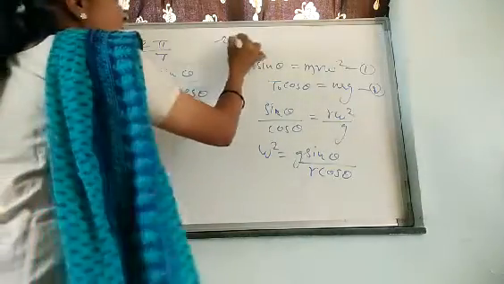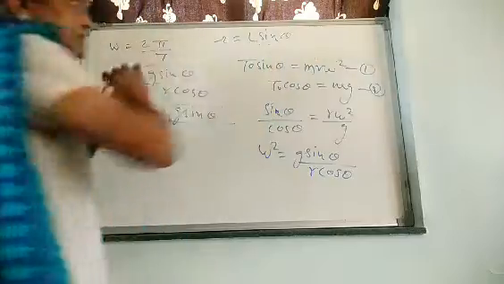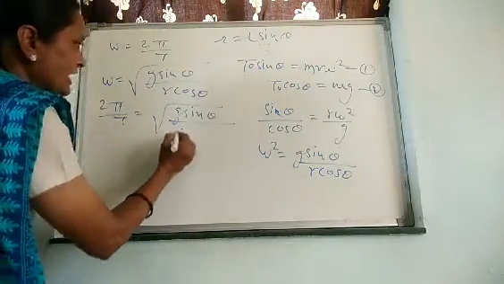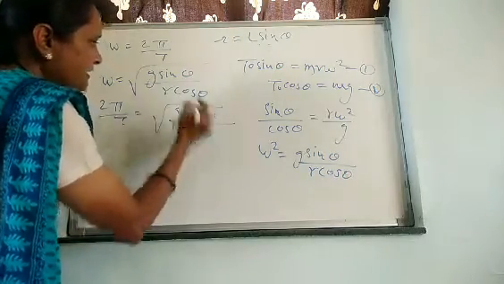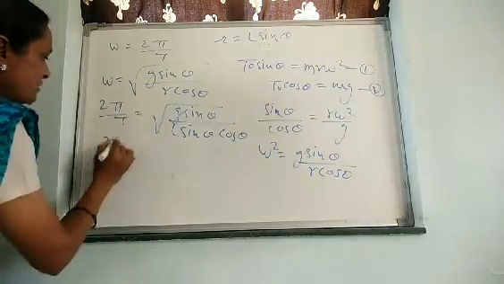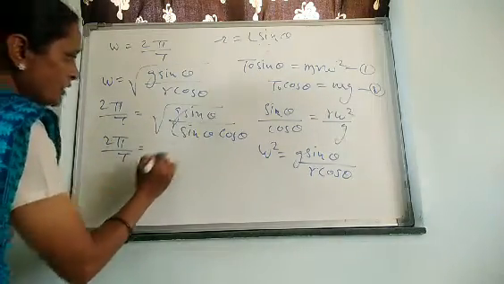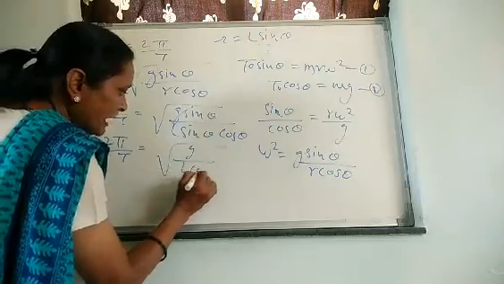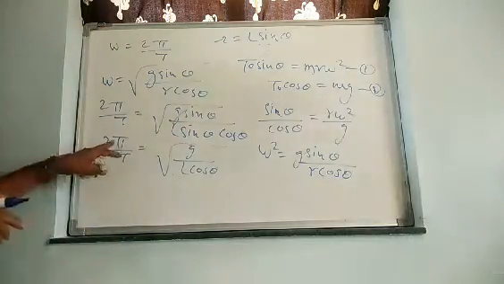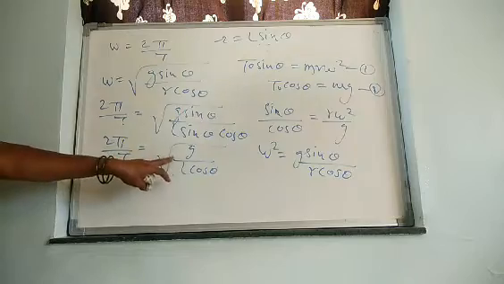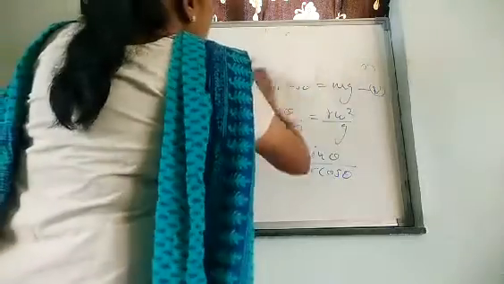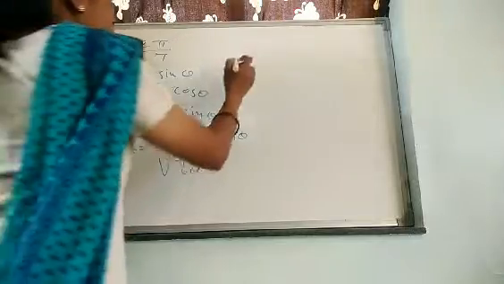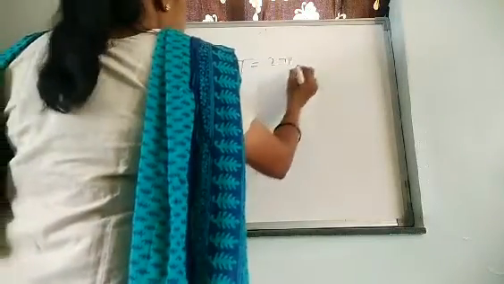We have seen that radius r is equal to L sin theta, the radius of the circle. Substituting, it is L sin theta, and this cos theta remains as it is. That means 2 pi upon T is equal to under root g upon L cos theta. This is omega. Omega is equal to 2 pi by T, and that will be equal to under root g upon L cos theta. And T is the period of that conical pendulum.